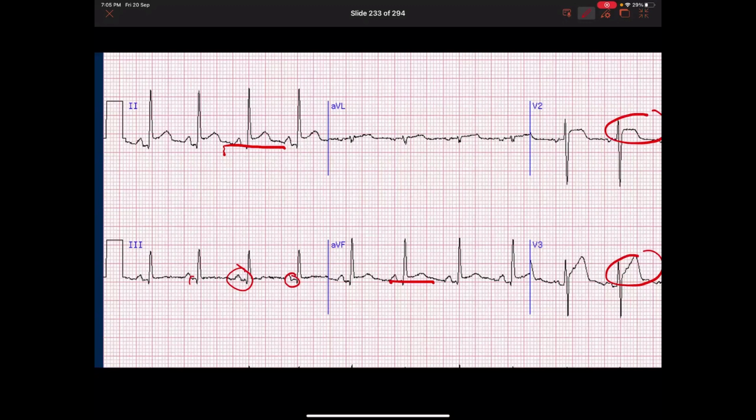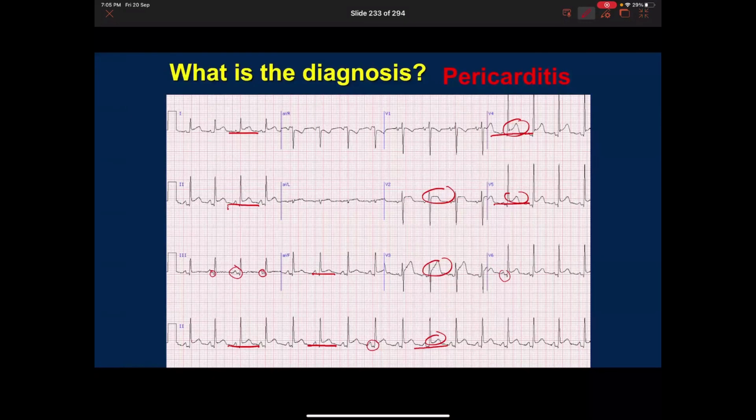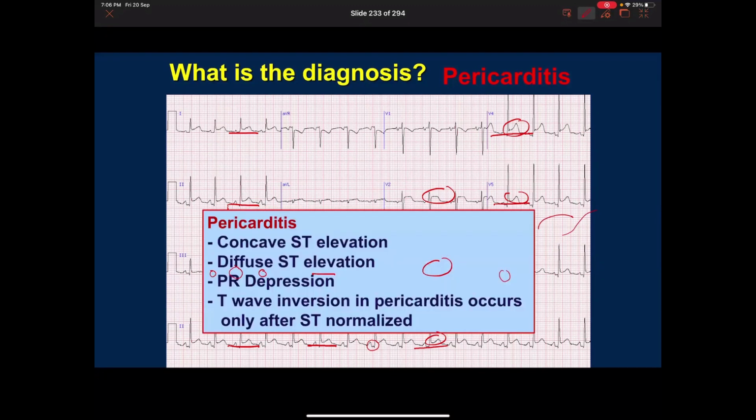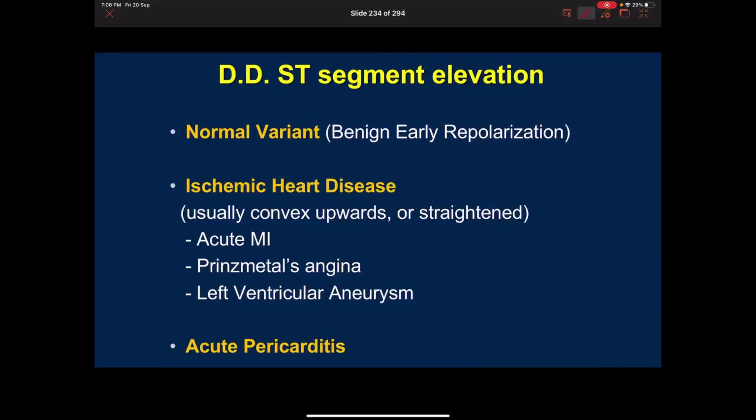Yes, so you have PR depressions, diffuse ST elevations, and the ST elevations are more concave than convex. I don't know if that helps. It's more like this than like this. Concave, yeah. I follow these two. These two are more accurate. It's hard to tell concave and convex in the exam. So just remember PR depression and diffuse ST elevation. Now, these are differentials of ST elevation.